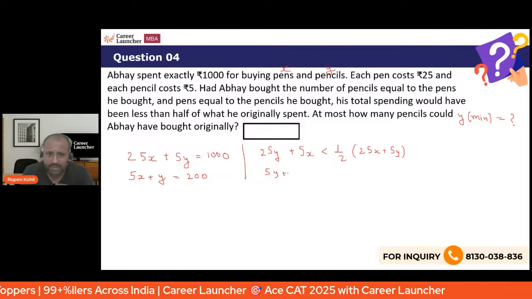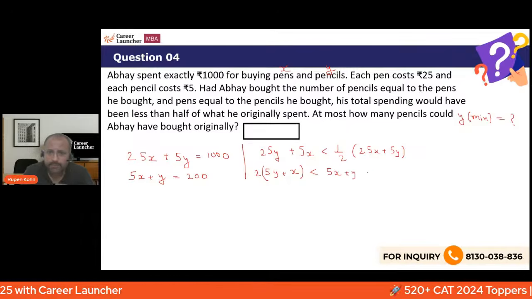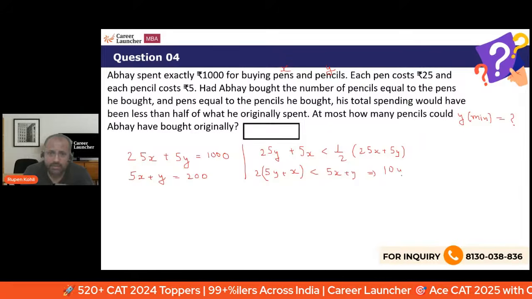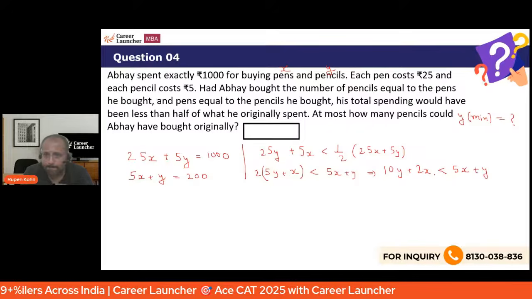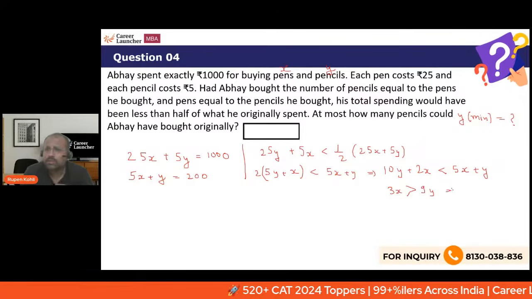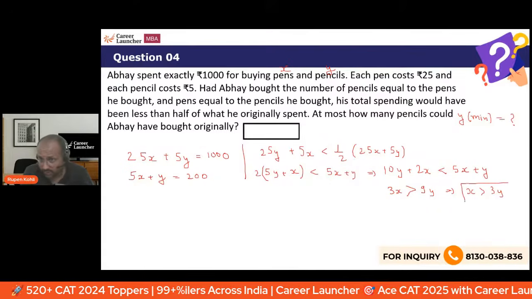5y plus x, I'm cancelling 5 on both the sides. Twice of this is less than 5x plus y, right? 2 comes here, 5 I've cancelled on both the sides. 5y plus x, 5x plus y. I'm getting 10y plus 2x is less than 5x plus y. So 5x minus 2x, 3x, is more than 10y minus y, 9y, which means x is more than thrice of y. X is more than thrice of y.